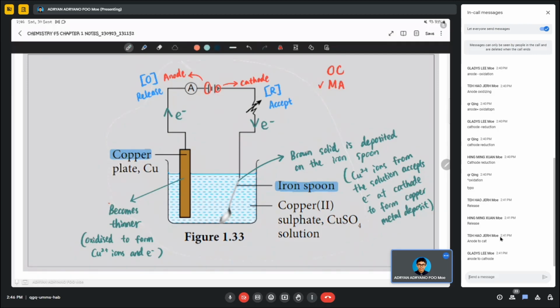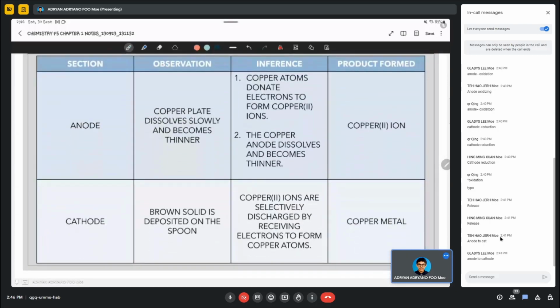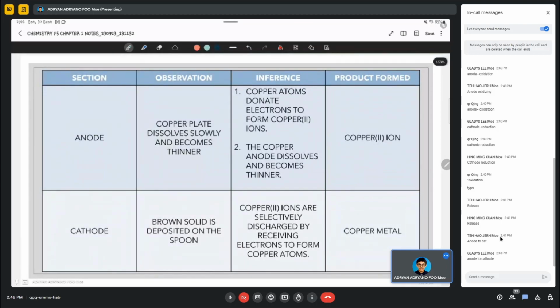So that's electroplating: electron flow, anode and cathode, where reduction and oxidation occur, the observations, and why they happen. The copper plate dissolves slowly and becomes thinner. This is the observation. What is the inference? Copper atoms lose electrons to form Cu2+ ions; the copper anode dissolves and becomes thinner; the product is Cu2+ ion. At the cathode, a brown solid is deposited on the spoon. Why? Because Cu2+ ions are selectively discharged by receiving electrons to form copper atoms.